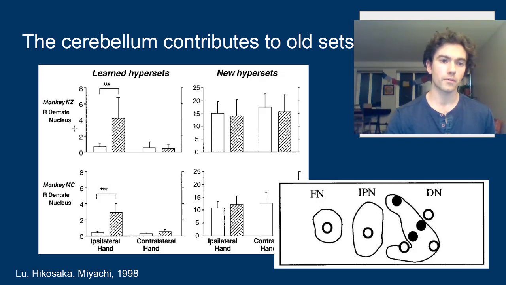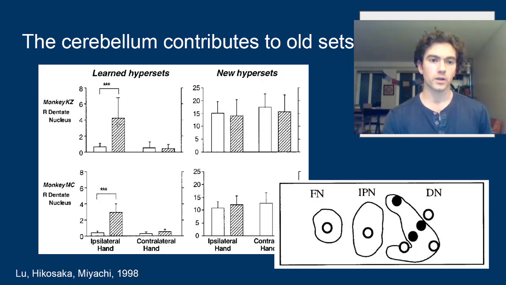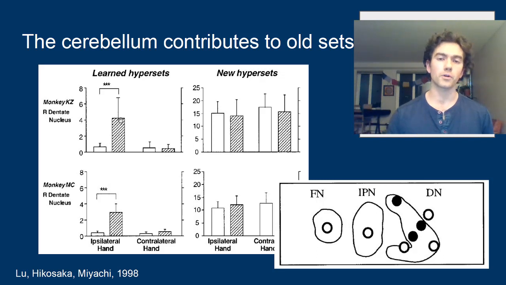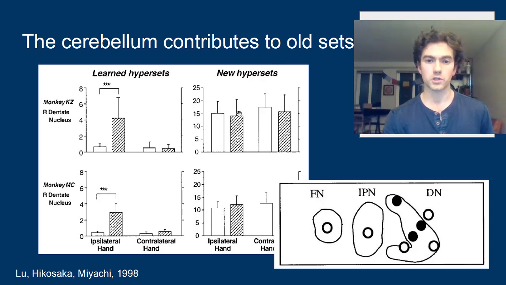So here we're looking at the number of errors that are made when the monkey is performing learned hypersets, and you can see that it's increased when muscimol injection is given, as indicated by the hashed bars as opposed to the open bars. And this is a specific effect only to the ipsilateral hand. And this is just because the cerebellum controls the right hand with the right cerebellum and the left hand with the left cerebellum. This was actually news to me. I did not realize that the cerebellum is not crossed in the way that the eyes and the whole cortex is in motor control, and in somatosensation. So that's interesting. And then we can see for new hypersets, there's just no effect.